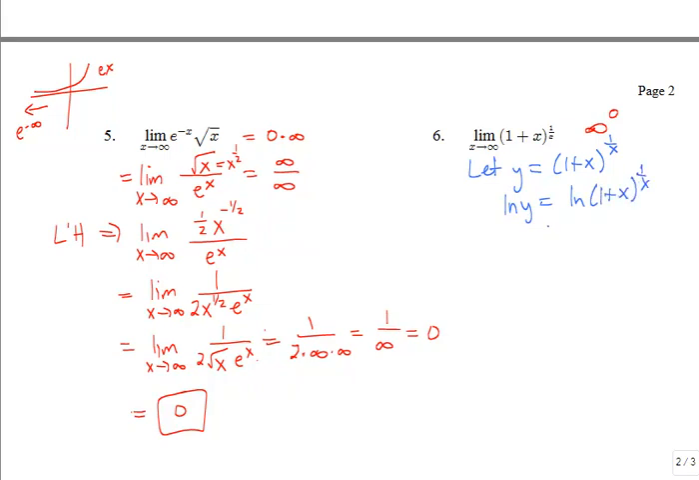Now the reason I want to do that is so that I can use properties of logs on that right-hand side and bring this power down out front.